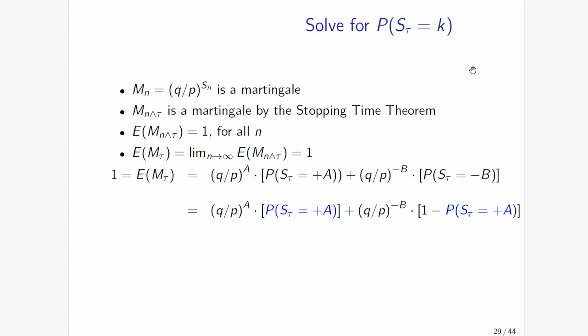And again, this equation basically gives us two terms that are related to each other that we can solve for. So we get the probability that this biased random walk stops at, or hits, plus A first is simply the ratio of Q to P to the power B, minus 1, over the same ratio to the power A plus B.